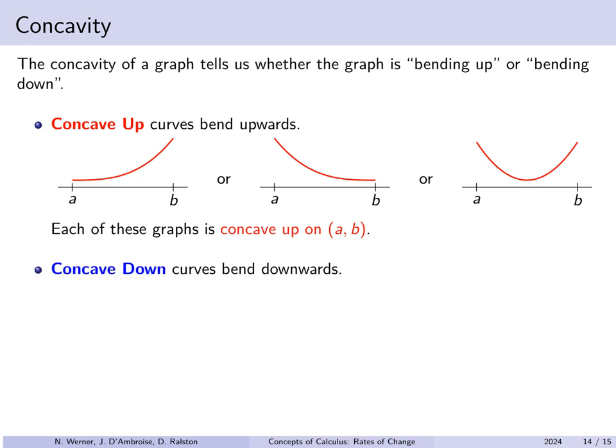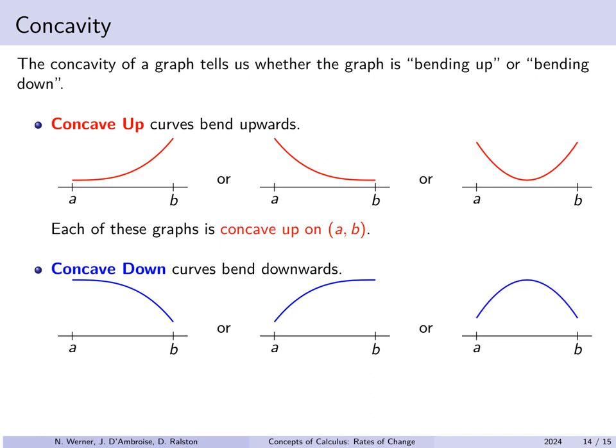Concave down just means the opposite. It is bending downward as you move from left to right. So here is a graph that is decreasing and concave down. Here's a graph that is increasing and concave down. Or you could do both. You could have a graph that is increasing and then decreasing but is concave down throughout. Now each of these blue graphs is concave down on the given intervals.